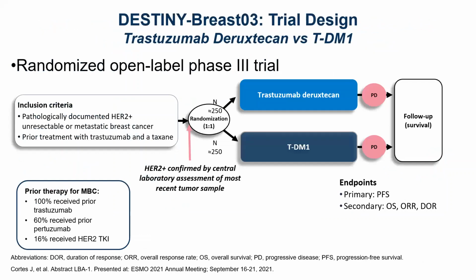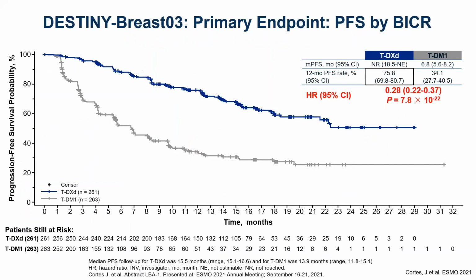So this drug was tested against TDM1 in a randomized clinical trial. Patients, half of them got TDXD, half TDM1, and patients were followed to see how long their disease remained controlled in each of the arms. All of the patients had to have previously received trastuzumab and a taxane, and their disease had to be resistant to it. It had to have grown on that. And these are the results that we're seeing.